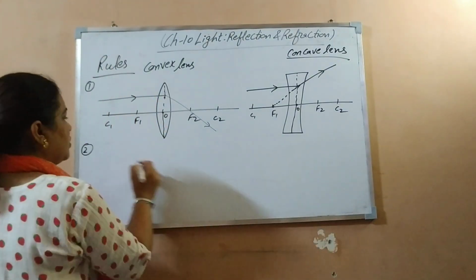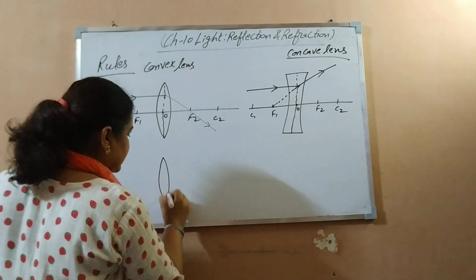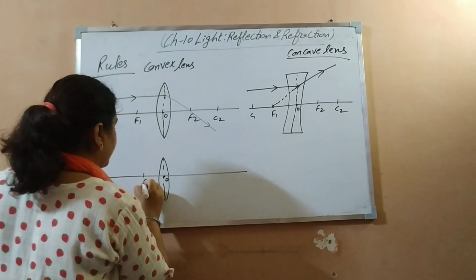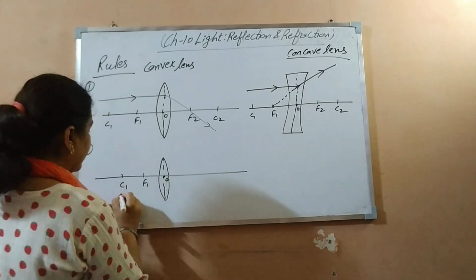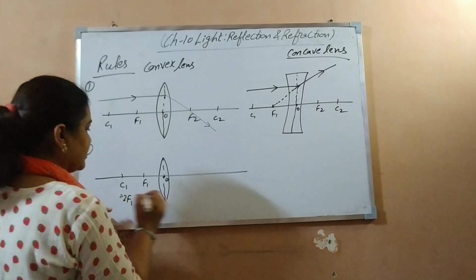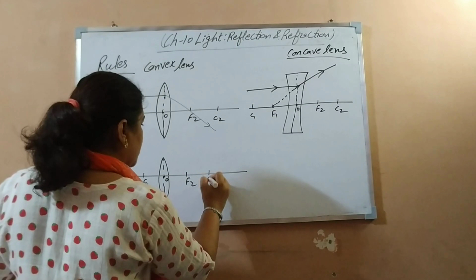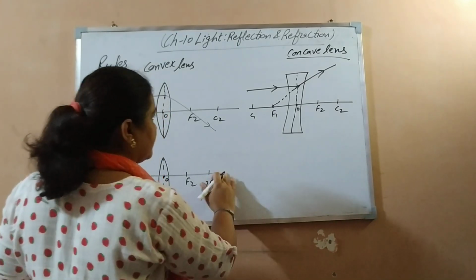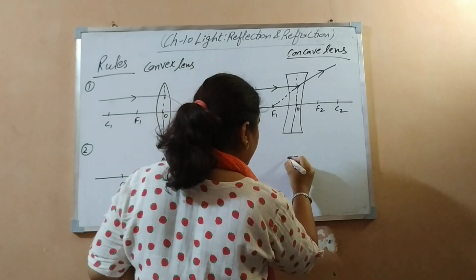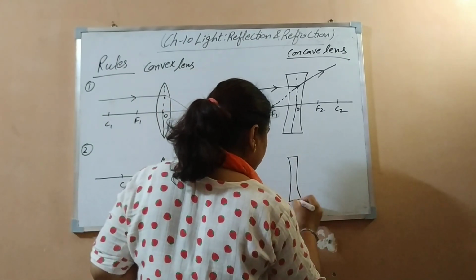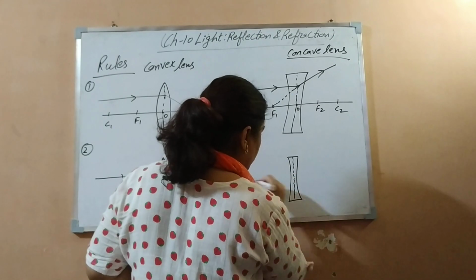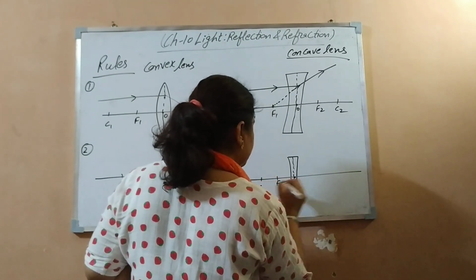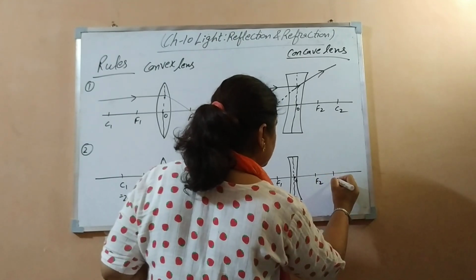What is the second rule? Same, we will make a convex lens, optical center in the middle, F1, C1, or we can write it as F1 also. It is the same thing, twice the focus, 2F2 or C2. You can write any one. Similarly, we will make it for concave. This is a concave lens. Both the surfaces are curved inward. Optical center, F1, C1, F2, C2.